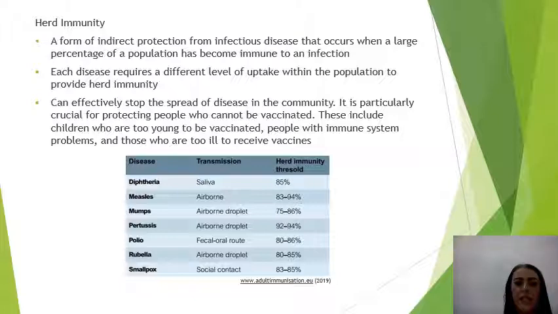Herd immunity is a form of indirect protection from infectious disease that occurs when a large percentage of the population has become immune to infection. Each disease requires a different level of uptake within the population to provide herd immunity. It can effectively stop the spread of disease in the community. The table shows the herd immunity threshold for some of the types of diseases mentioned.